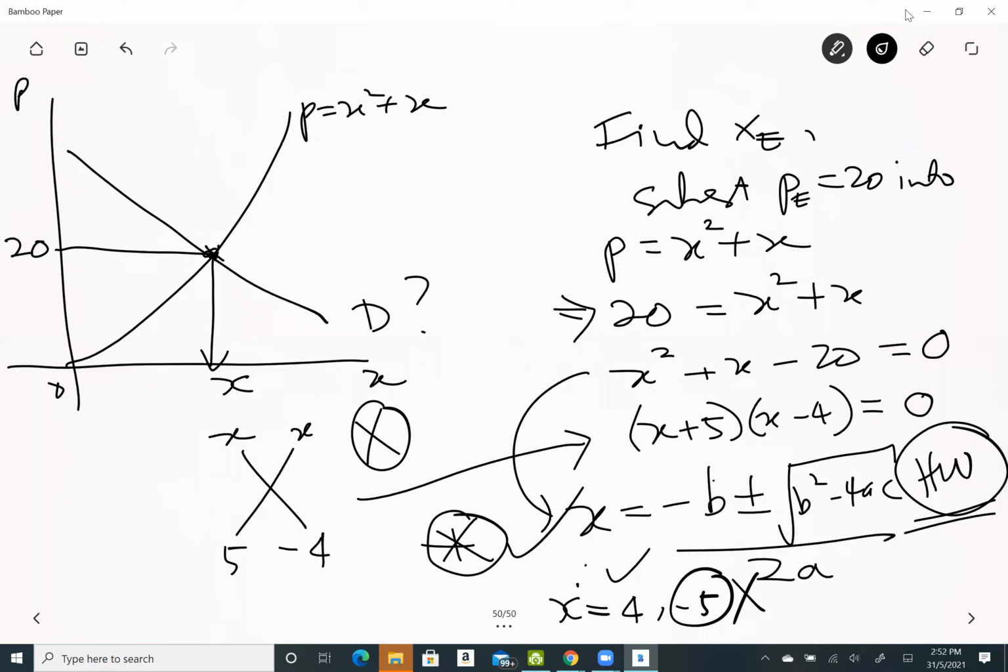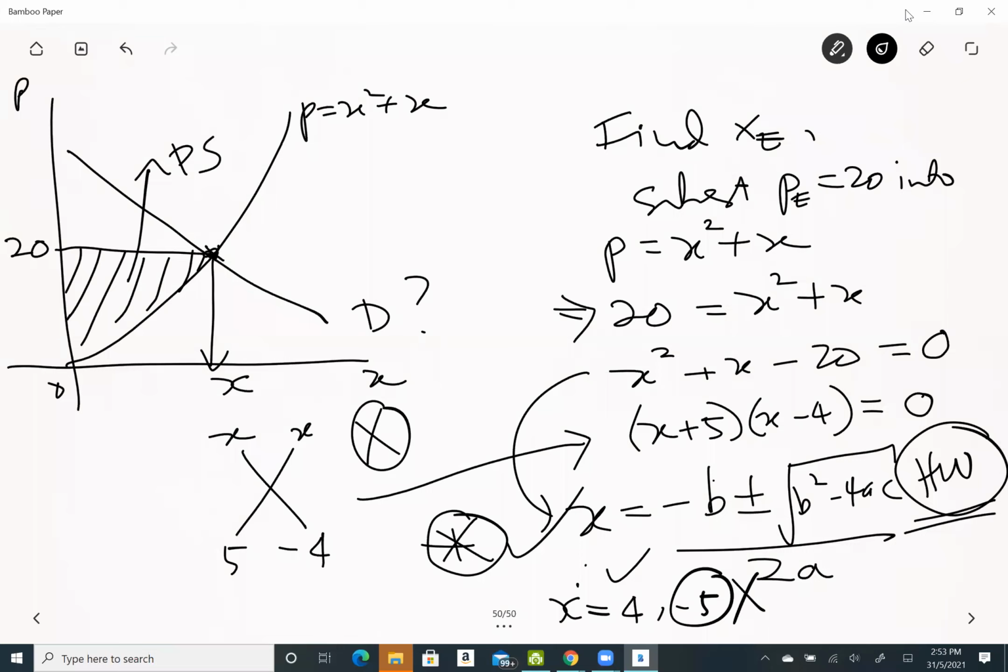So what you get is 4, and then what you want is producer surplus. And you know the area of producer surplus is here. It is the difference between the equilibrium price and the supply function. So that is our producer surplus.